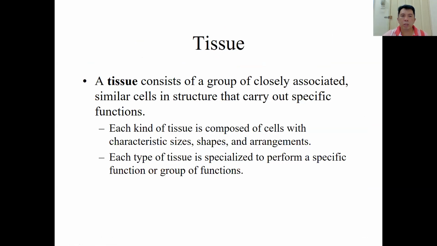Tissue. A tissue is defined as a group of closely associated cells, similar in structure, that carry out specific functions. Each kind of tissue is composed of cells with characteristic sizes, shapes, and arrangements. Each type of tissue is specialized to perform a specific function or group of functions.